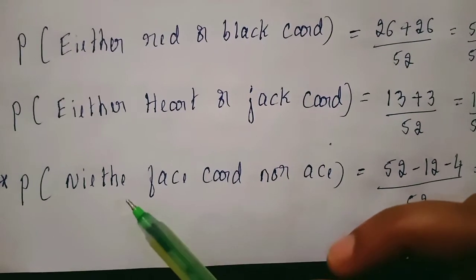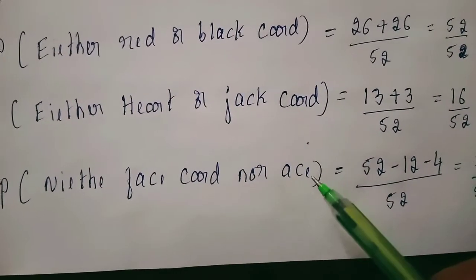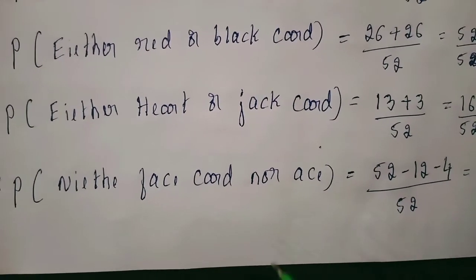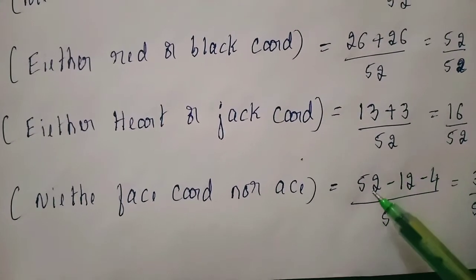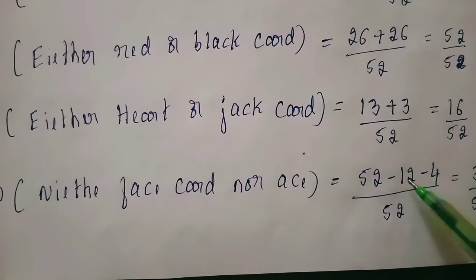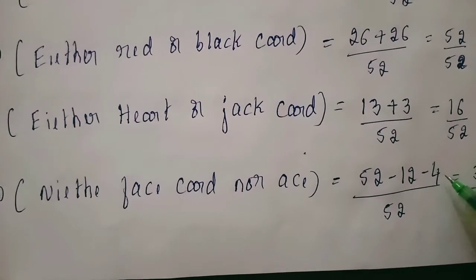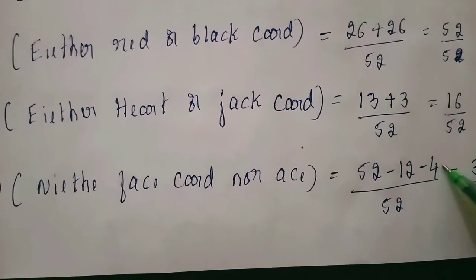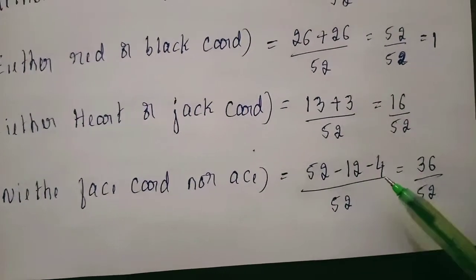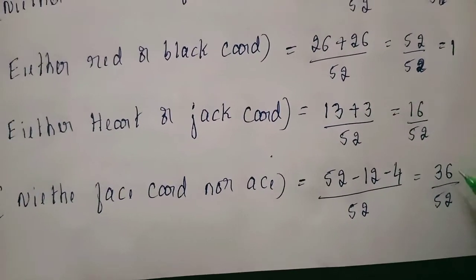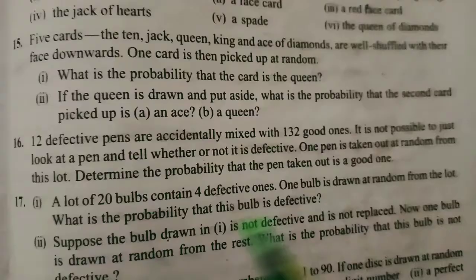Next, neither a face card nor ace. Neither means you have to subtract from total. 52 is total. Neither face card means how many face cards you have already? 12. Minus nor ace. Nor ace means ace you have 4. So 52 minus 12 minus 4. That is 36 by 52.